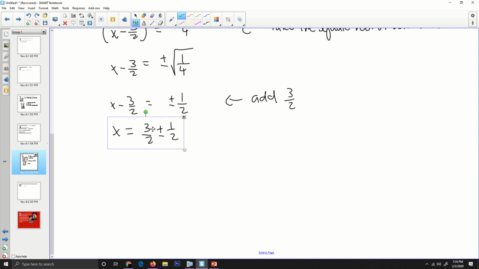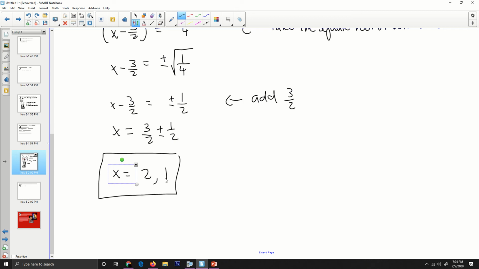So here I have both 3 over 2 plus a half and 3 over 2 minus a half. So I have to write both answers. 3 over 2 plus a half will be 4 over 2, which is just 2. 3 over 2 minus a half will be 2 over 2, which is just 1. So my two solutions for this one will be x equals 2 or 1.